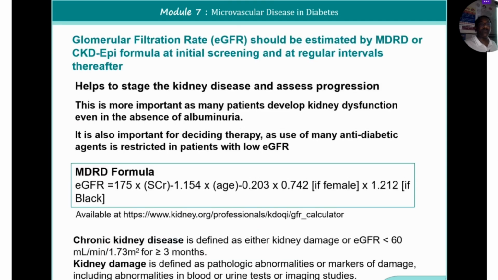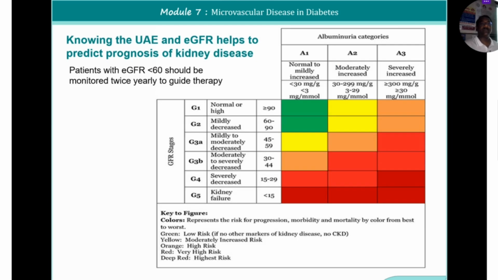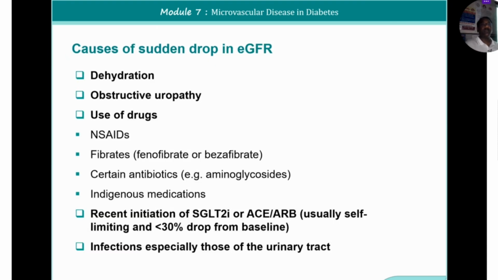So this is the GFR formula. You need not remember these formulas. Now you have smartphones and apps for that. The same thing I told you: on the one hand you have the GFR, on the other hand you have the albuminuria. See the redness, the very dark redness. These are all very high risk individuals.